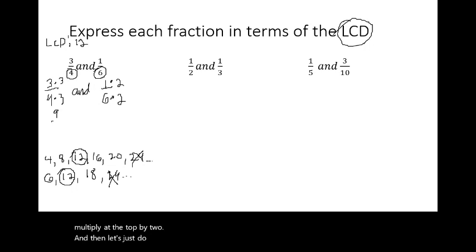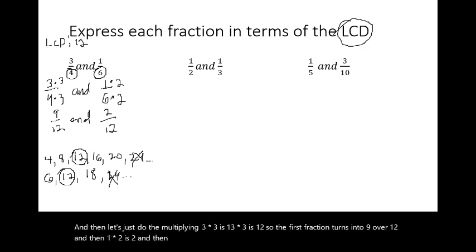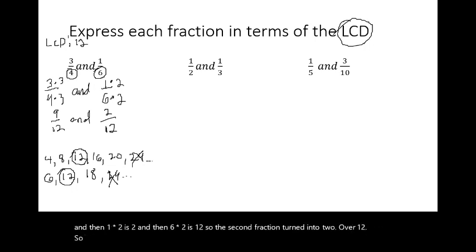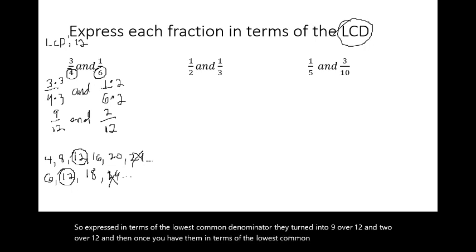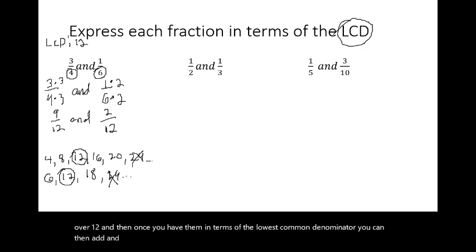3 times 3 is 9, 4 times 3 is 12. So the first fraction turns into 9/12. And then 1 times 2 is 2, and 6 times 2 is 12, so the second fraction turned into 2/12. So expressed in terms of the lowest common denominator, they turned into 9/12 and 2/12. And then once you have them in terms of the lowest common denominator, you can then add and subtract them, which we're going to get to in a little bit.